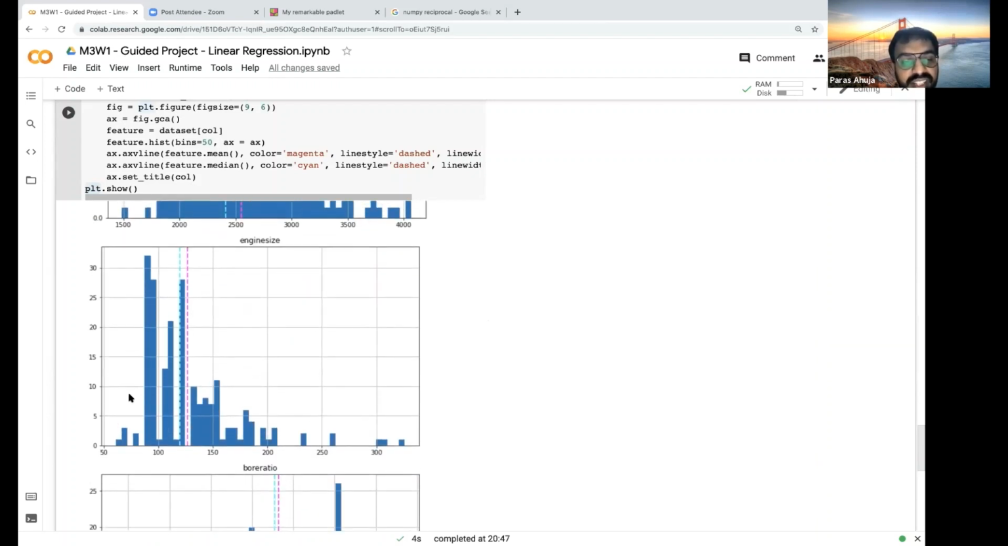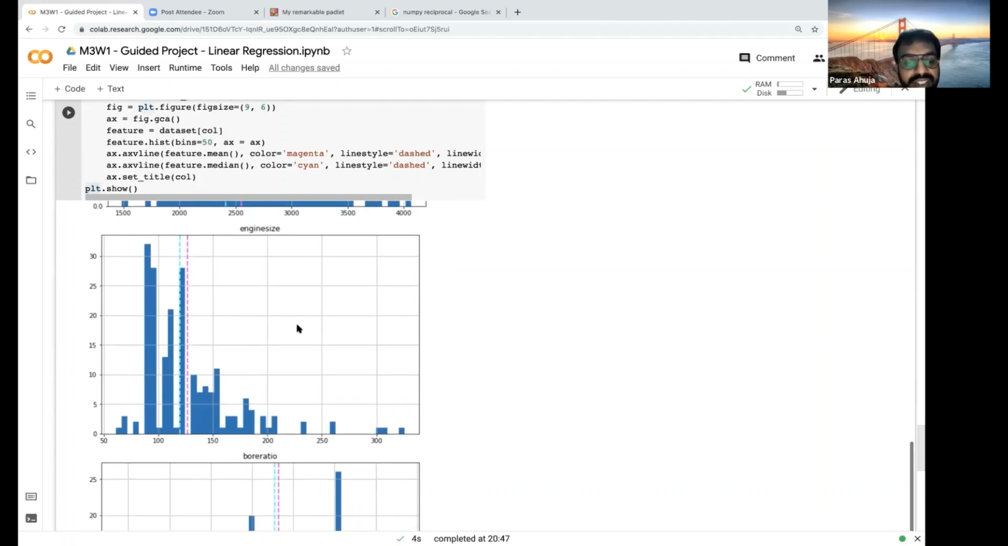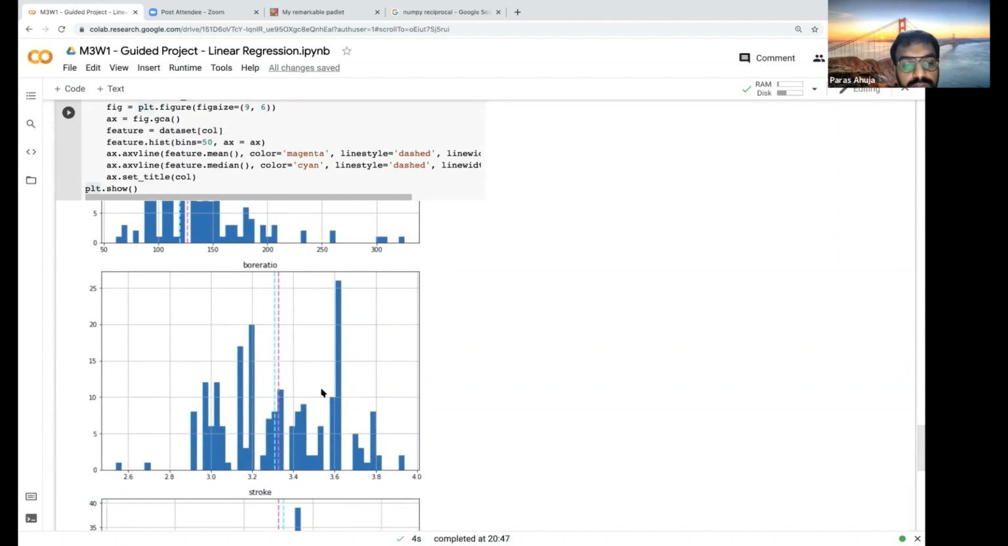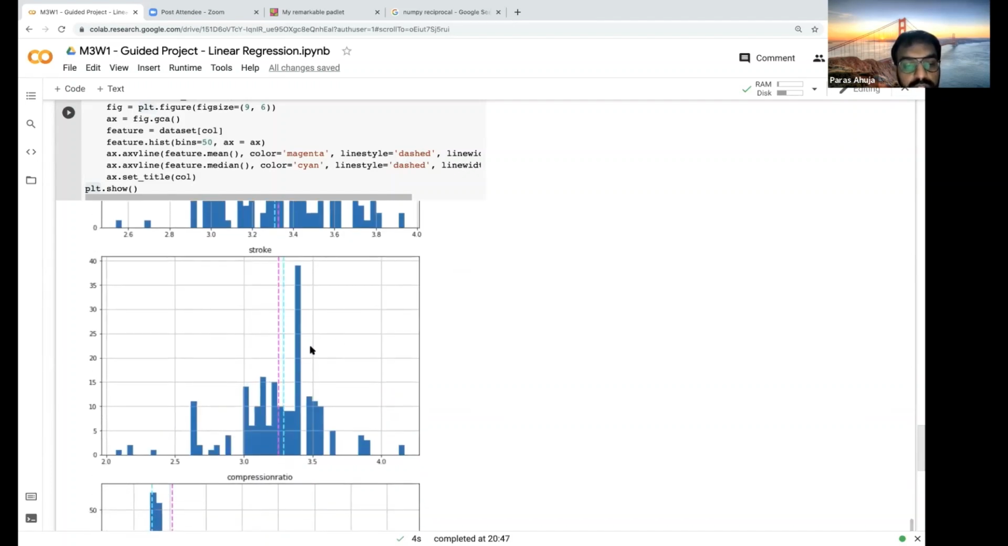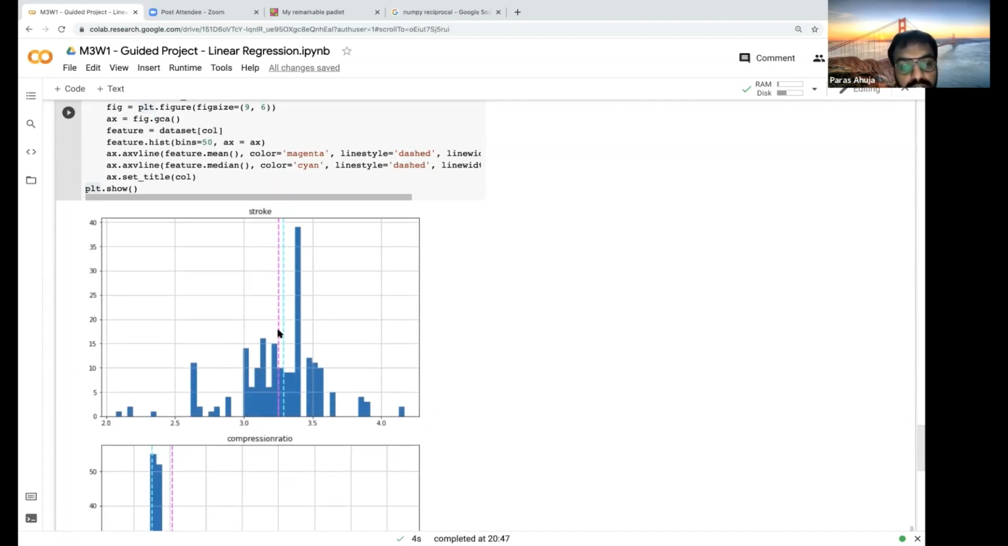So engine size is again very skewed, right? So you will have to do something about it. Again, bore ratio. If this particular value, 3.7, would not have been there, you could say that it's fine, but there are values around 3.6 and that are 25, right? It's not just one or two. Next is stroke, right? Again, stroke could be normal distribution except this particular value.